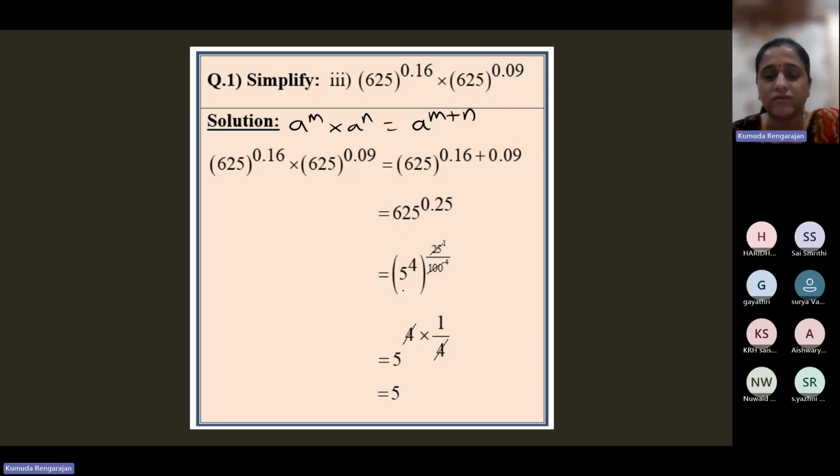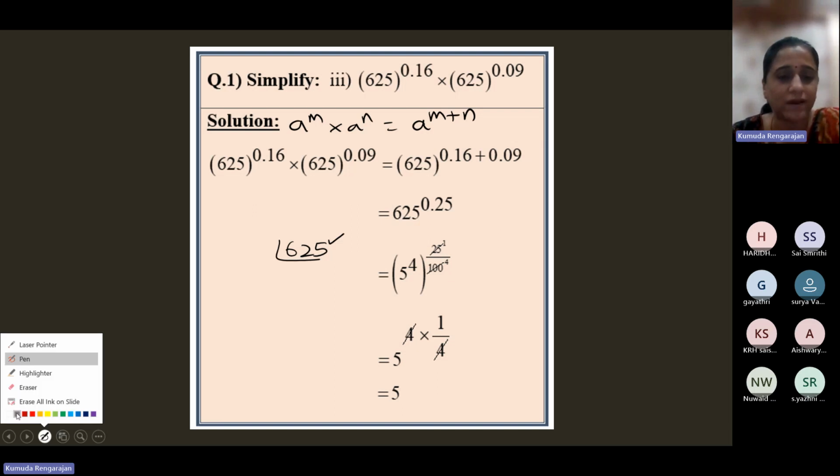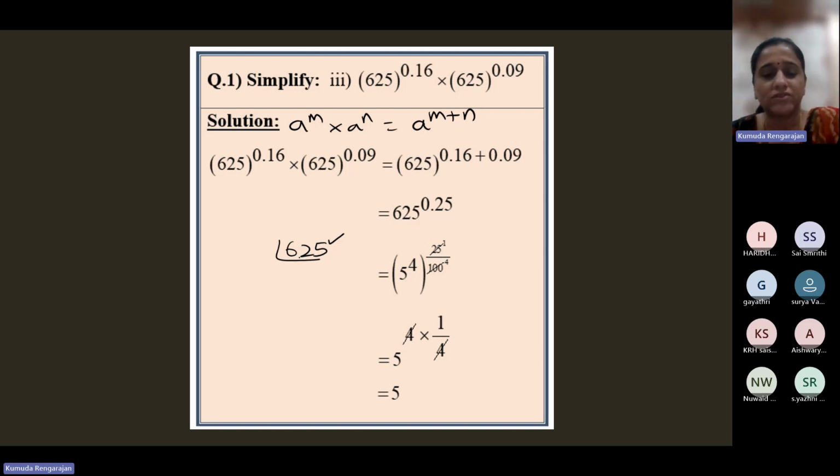625 can be written as 5 raised to the power 4. 5 into 5, 25. 25 into 5, 125. 125 into 5, 625. Now, how do you find this? Divide 625 by 5. You cannot divide by 2 or 3. It's not divisible by 2 because it ends with 5. 625 is not divisible by 2. It's not divisible by 3 also.